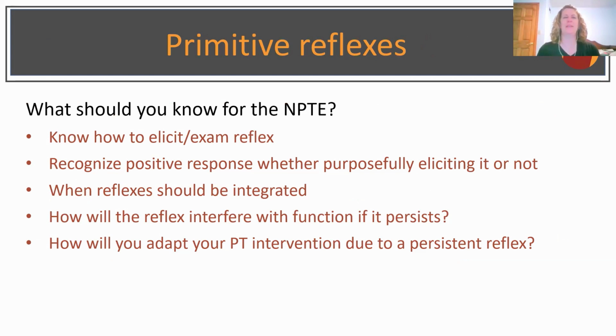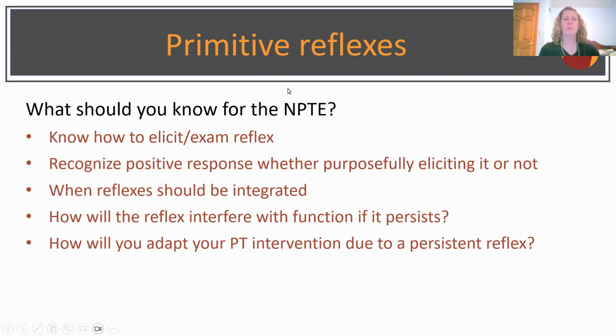So what do you need to know for the NPTE? They're going to say, you're trying to elicit this primitive reflex. How would you do it? How do you examine it? They're going to say, you tested a primitive reflex and you found this. And you're going to have to say, well, is that what I was expecting? Was that the reflex? Is it not? Does it seem to be starting to integrate? They might ask you when the reflexes are supposed to be gone or integrated. They're never really gone. But when have they lessened to the point that you really can't produce them? Probably more what you're going to see is, how is this reflex going to interfere with your therapy, with their function, and how are you going to change your intervention to deal with this persistent primitive reflex?